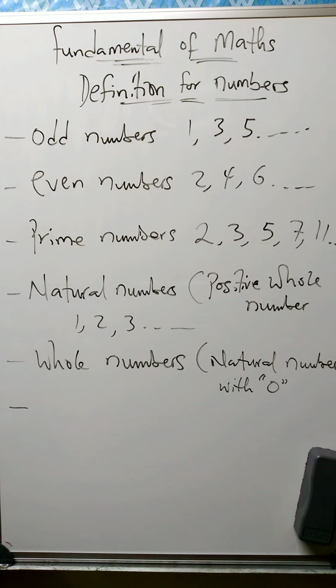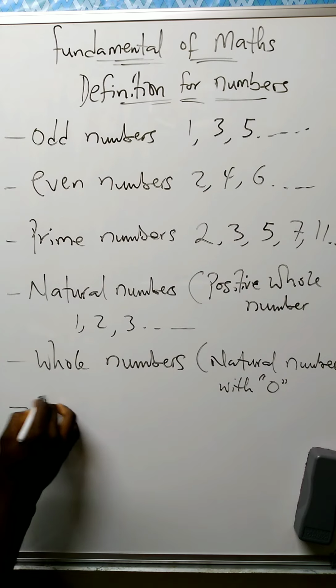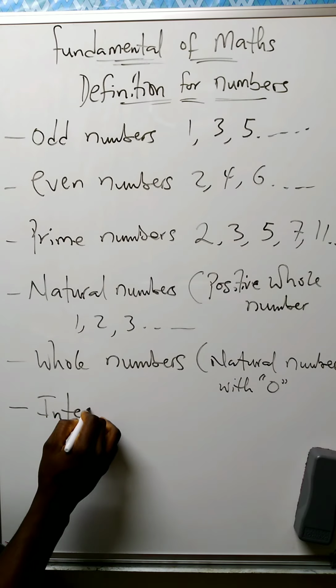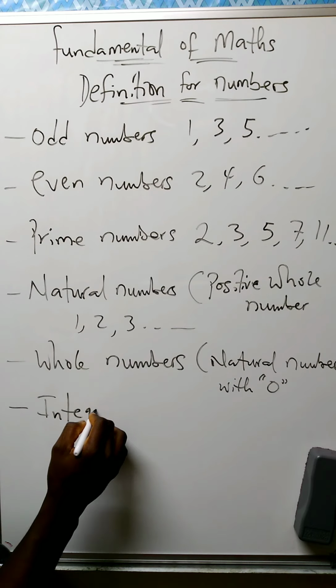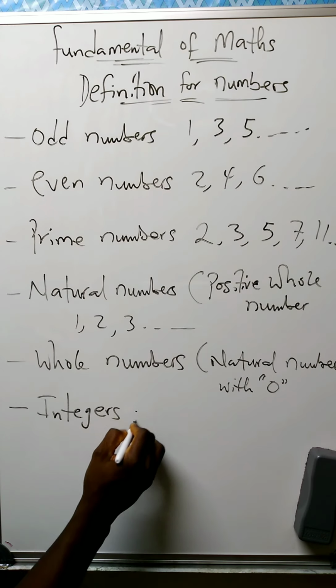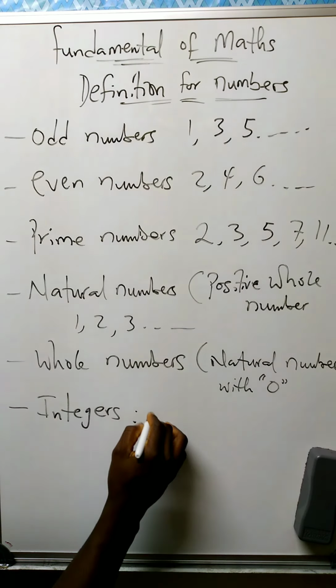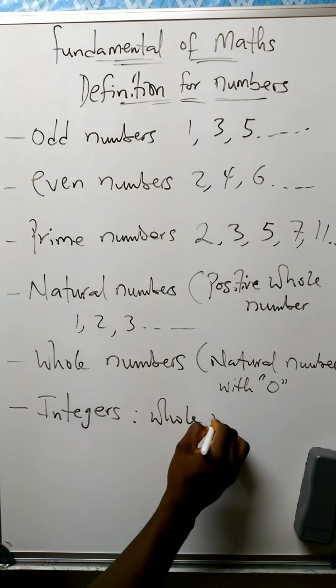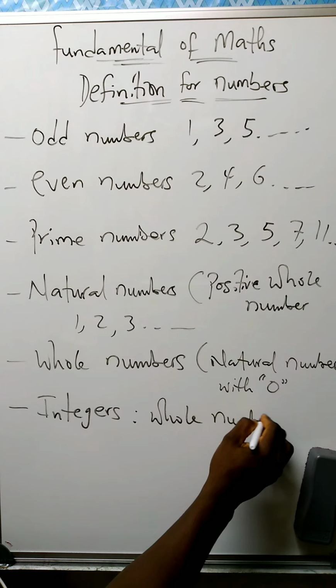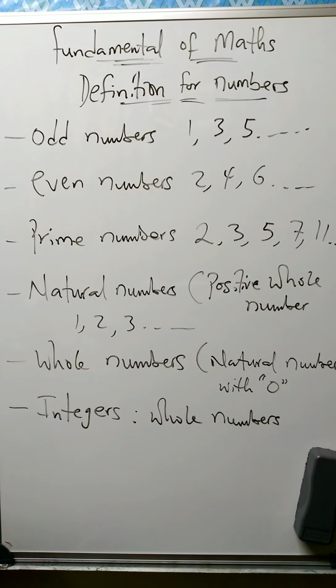All right, another definition is integers. What is an integer? Integers are whole numbers. Integers are just whole numbers. Whole numbers are integers. Integers are whole numbers. All right, so that is for that.